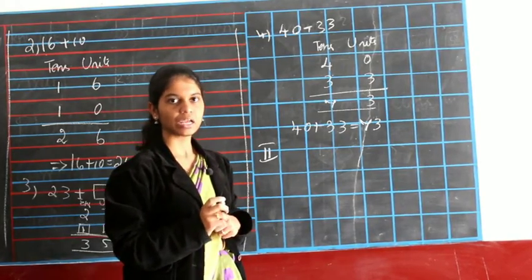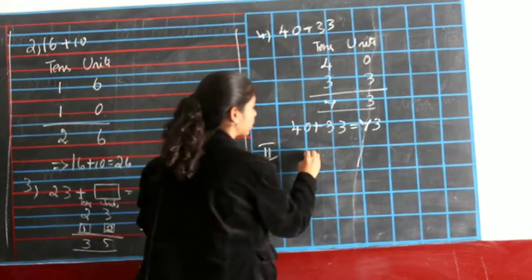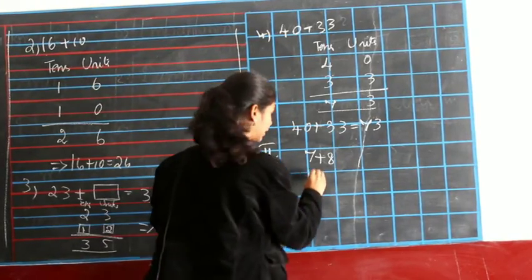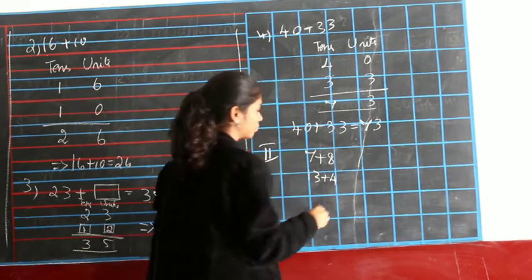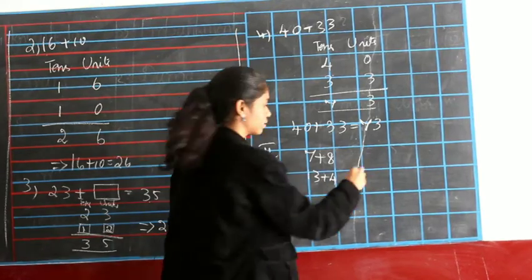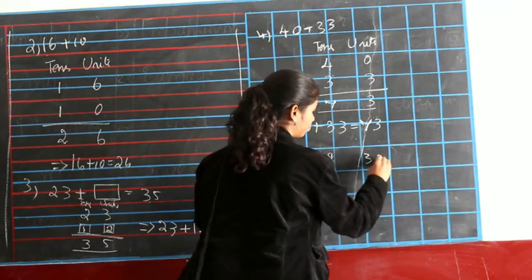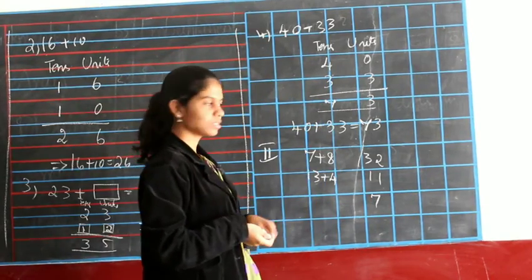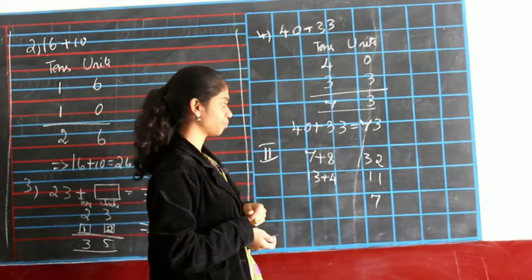Match the following is nothing but what they have given is, for example, 7 plus 8 this side and 13 plus 4 this side. And the options they have given are 32, 11 and 7. What you should do is, you should add them first.